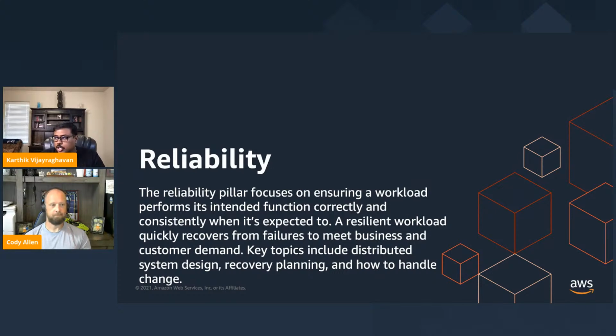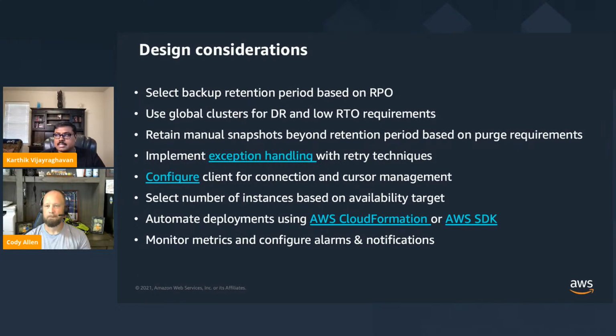So this pillar focuses on ensuring that your workload performs its function correctly and consistently, right? So basically making your database resilient to failures from network or from any outages, right? So how you can design solutions. So let's look at the design considerations. Again, if you recall, the order of these slides would be, we'll start with the design considerations on what we recommend that you implement when it comes to building your applications. So these design considerations again focus on the reliability pillar.